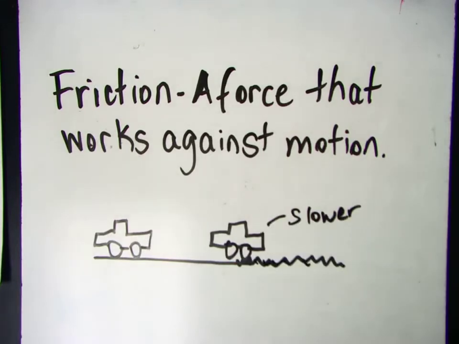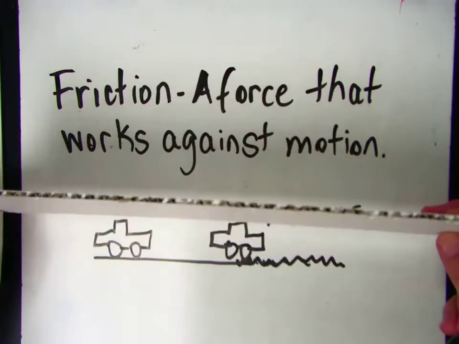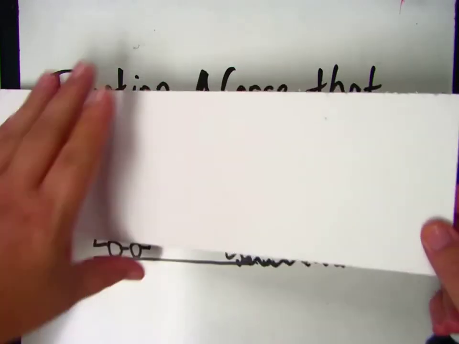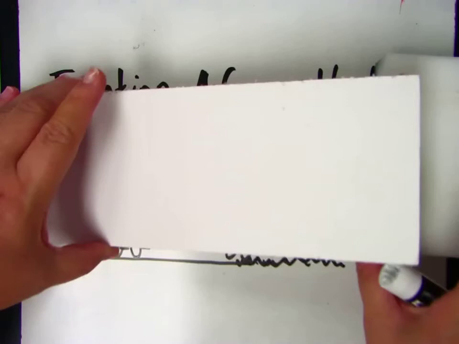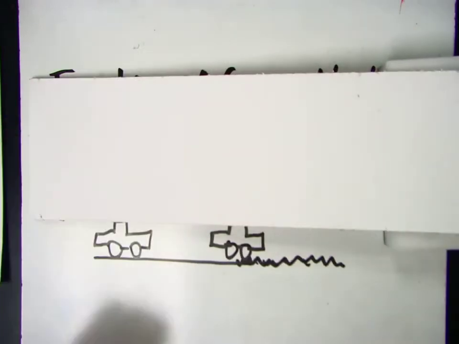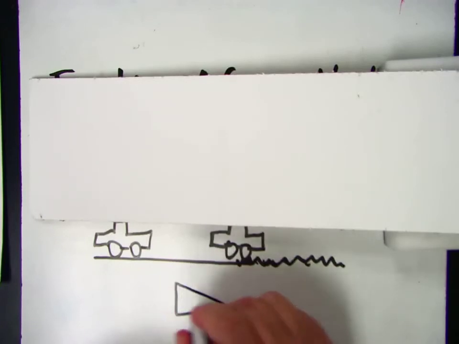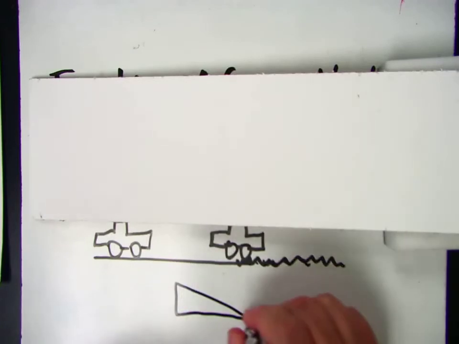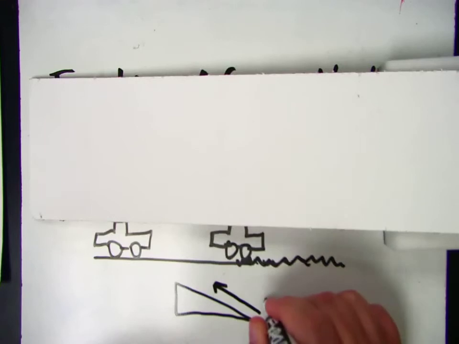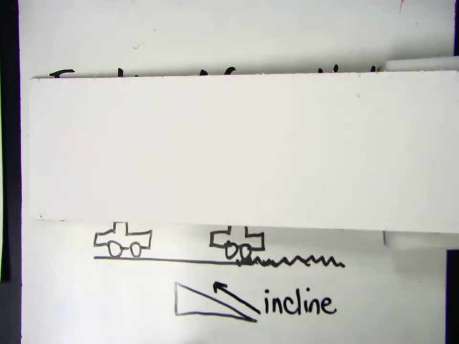If we look at an incline, which is a hill, let's just set up my incline here. So here I just have a piece of cardboard, and I'm going to put something underneath one end of it so it works as an incline. Okay, so an incline is just a hill. This is an incline because it's a hill.